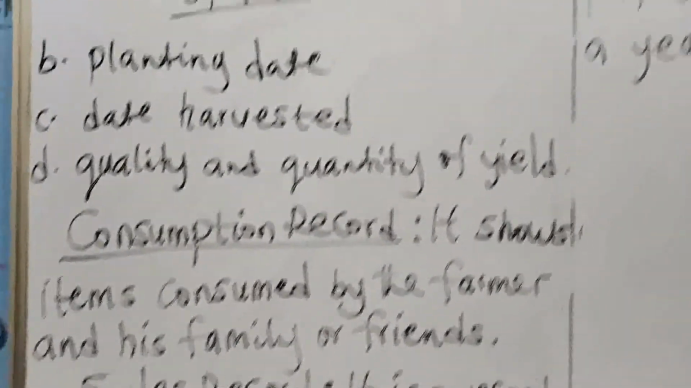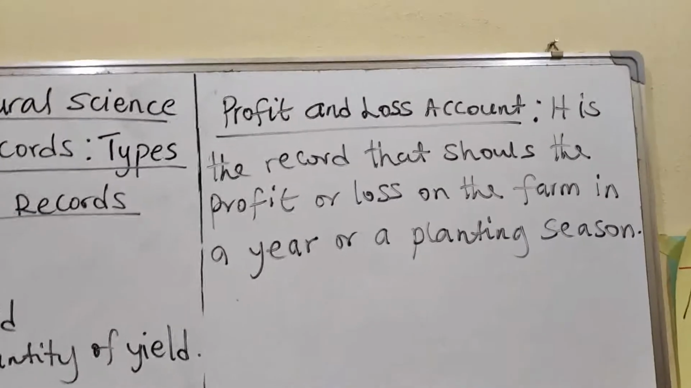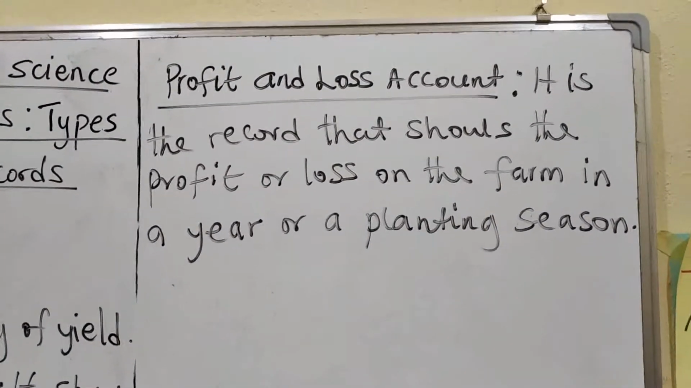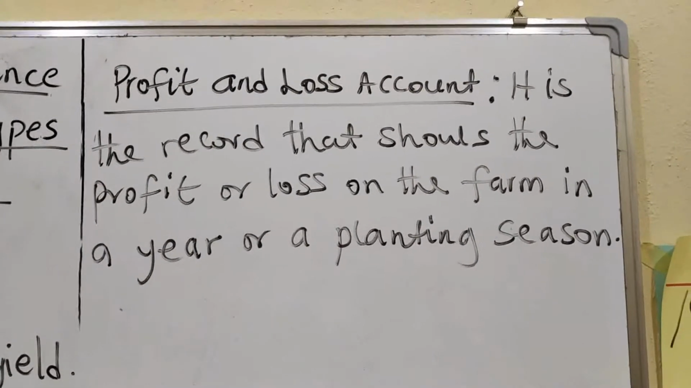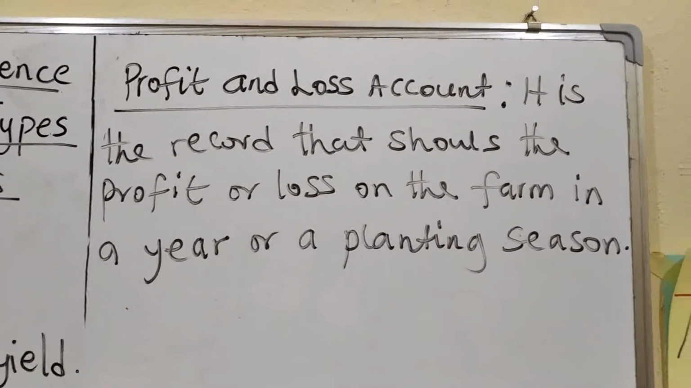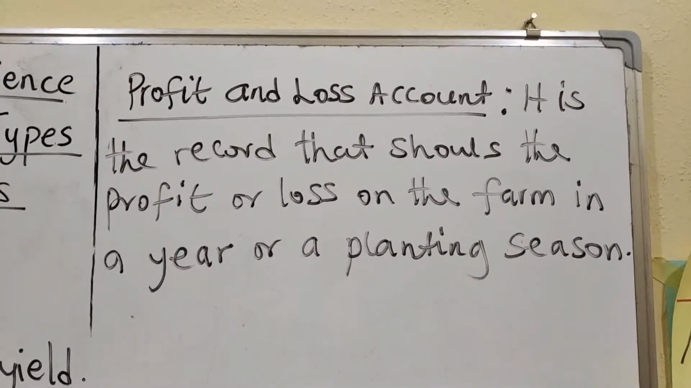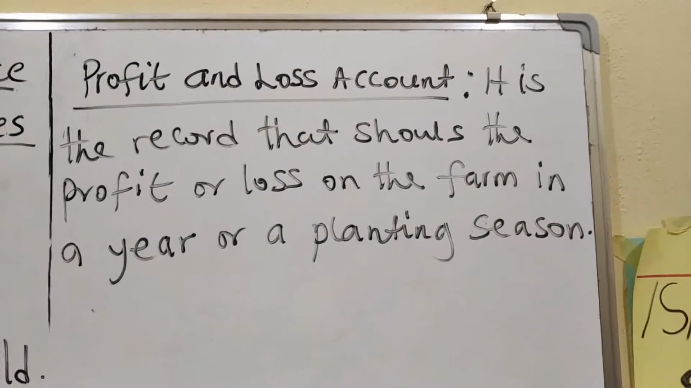Then lastly, we have the profit and loss accounts. It shows the profit or loss on the farm in the year of planting season, what the farmer has been able to acquire or receive as his profit or loss on that particular planting season.